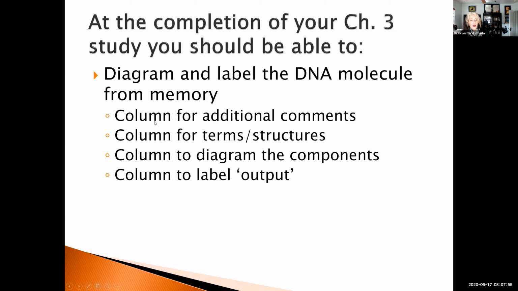And this is also what I have put together for the video that's in there: a column for some extra details, a column for your terms and structures, a column to diagram the components, like your figures, like the internal structures that we see when we're trying to give you an illustration, and then a column to label output. Output is the biochemistry. It's what code is in living things. So what is it that those structures make?